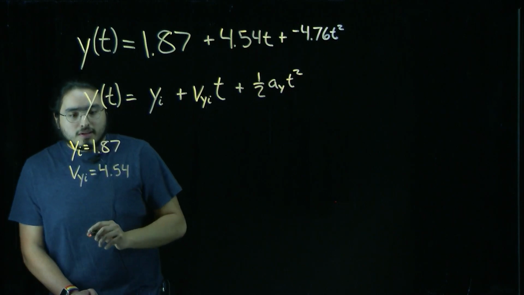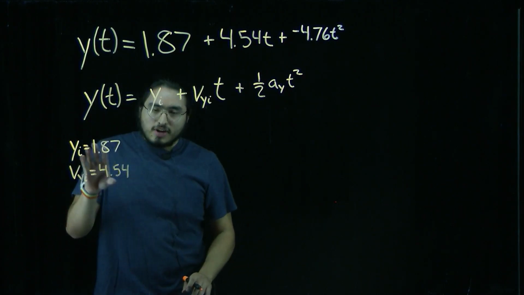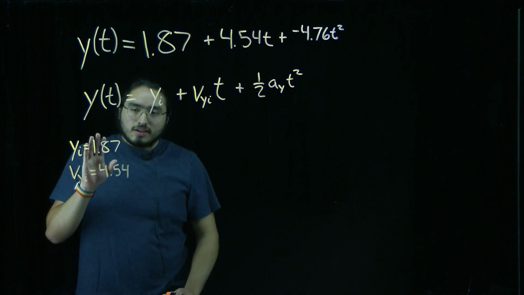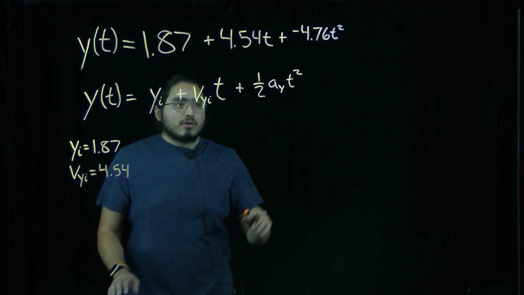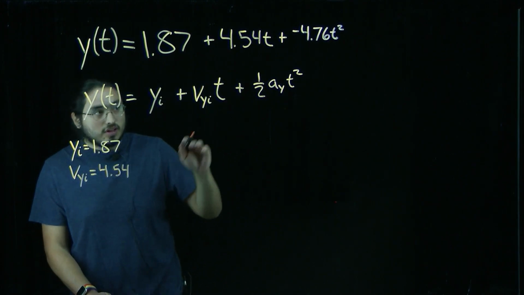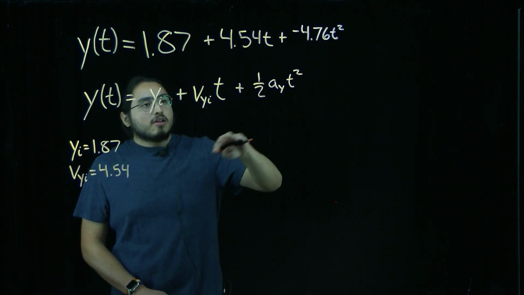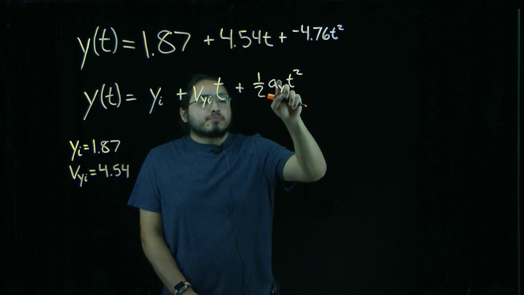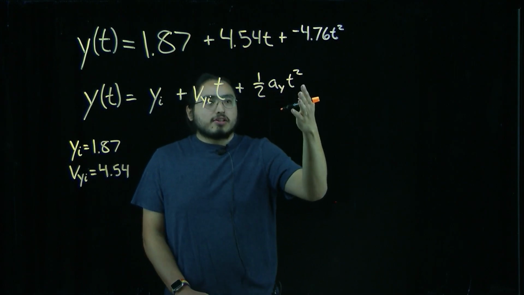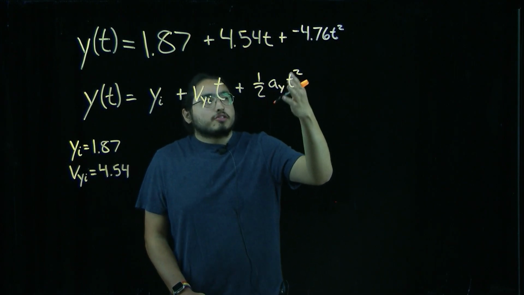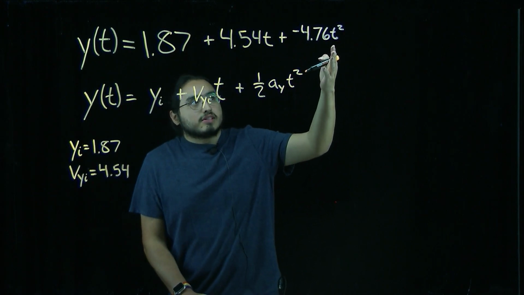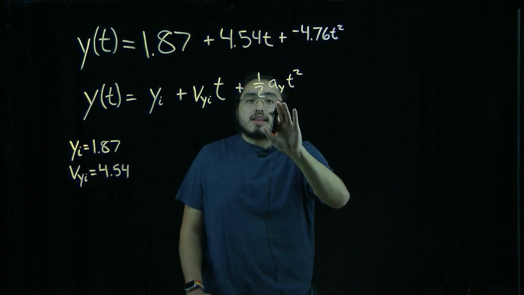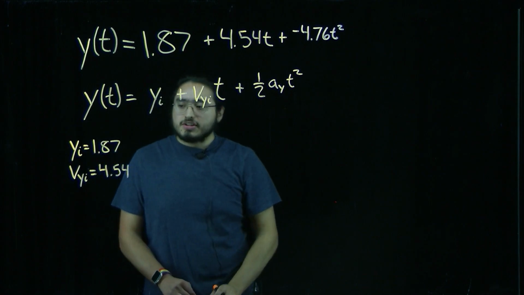4.54. I believe we will be using this later, so write these down, have them somewhere. But as the step says, we're trying to figure out what the acceleration is, which we'll get to here. And so now, following the same logic we've been doing, 1/2 a_y, the acceleration y, should be equal to negative 4.76 t squared. And then we can solve for what the acceleration is.